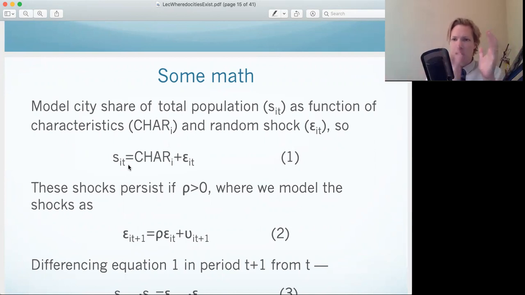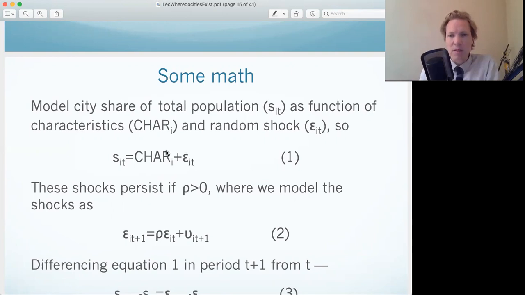So we're going to say, look, the population share of city I in time T is a function of its underlying characteristic. If it has good characteristics, this is a larger number. And then this is a random variable. Sometimes you have a good year where people want to come to your city. Sometimes you have a bad year where people don't want to come to your city.